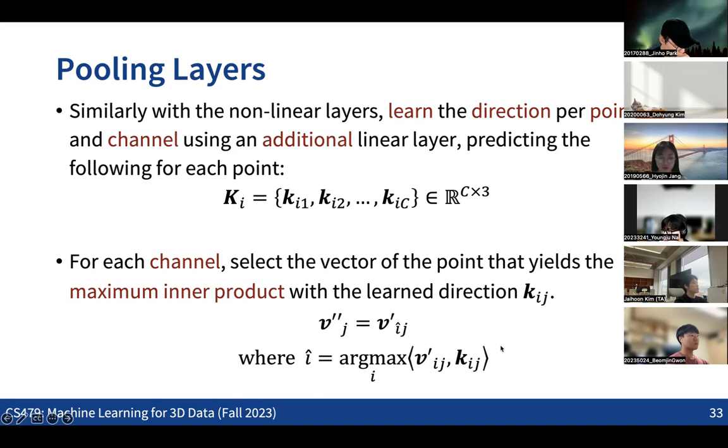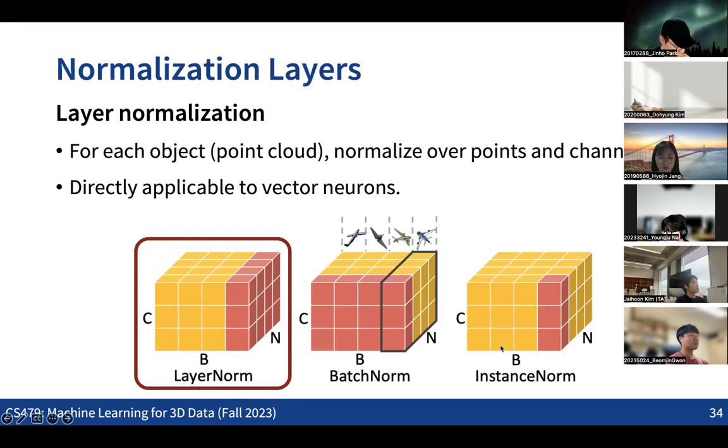Then the one remaining thing would be normalization layers, right? For normalization, there can be multiple ways to normalize the input data. If you took some deep learning courses, there are various normalization techniques. We can apply layer normalization, instance normalization, or batch normalization. In the case of making something like PointNet, layer normalization is defined so that for each object, each point cloud, we normalize the features over all the points and all the channels. So that's the layer normalization.